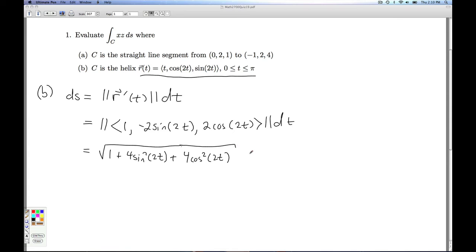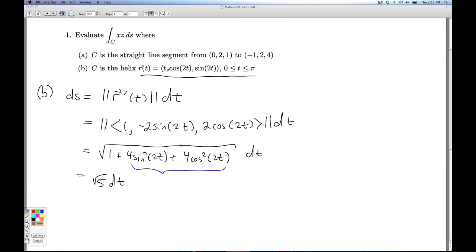That's all under the square root dt. And once again, we get Pythagorean magic happening here. You can imagine the kind of horrible terribleness we'd be in if we didn't have such Pythagorean magic. 4 sine squared of an angle plus 4 cosine squared of that same angle is going to be 4. So this just boils down to square root 5 dt.